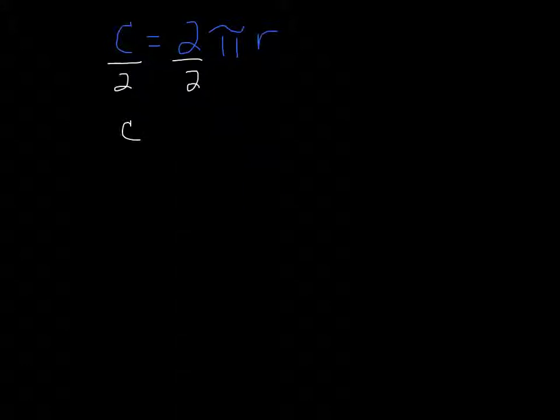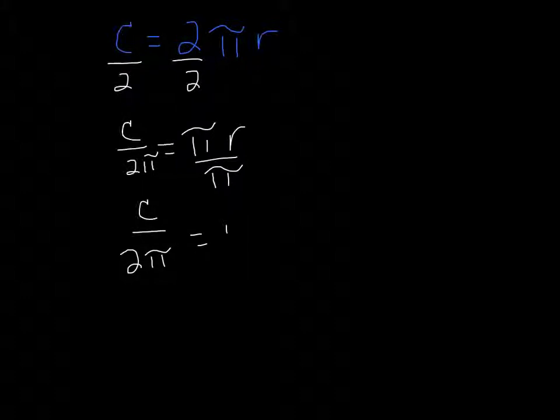You get C over 2 equals pi times r. And then you divide by pi. In this case, we're going to put the pi on the bottom again. So C over 2 pi equals r. Now, eventually we'll let you do those in just one step, but I'd like to see you do the steps so I know exactly what you're thinking about there.